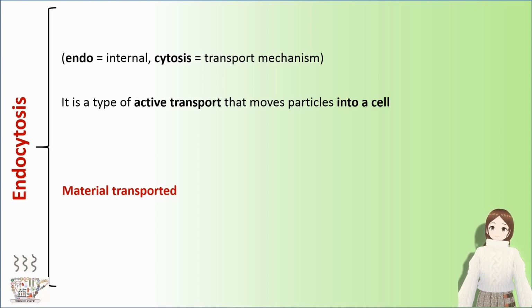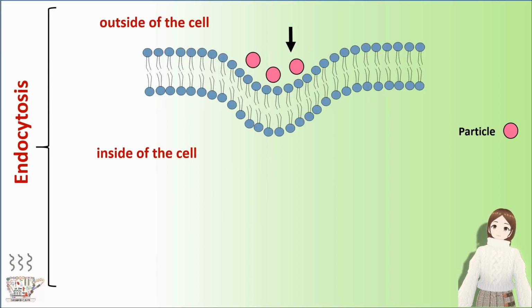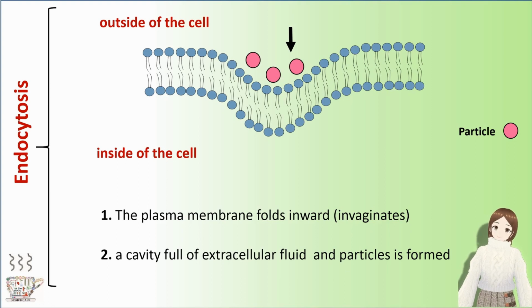Material transported by endocytosis are large molecules, parts of cells, and whole cells. Now I want to talk about the steps of endocytosis. As you see, the plasma membrane folds inwards or invaginates. Then a cavity full of extracellular fluid and particles is formed.